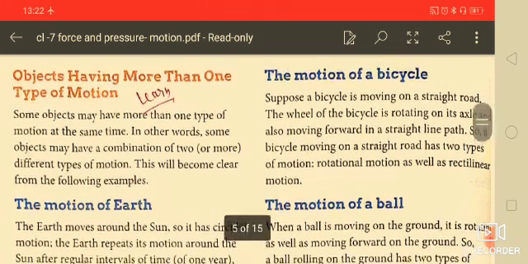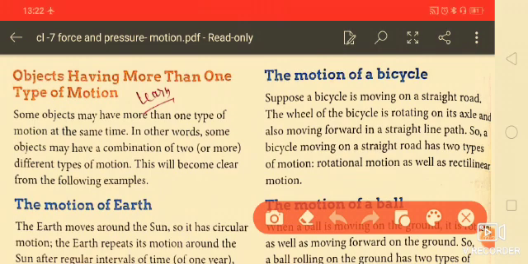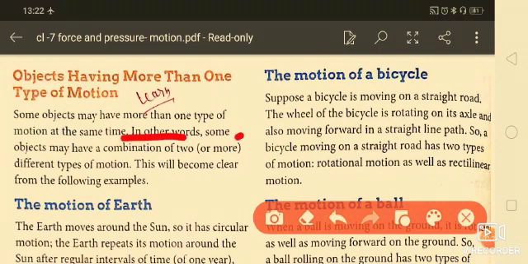Next, objects having more than one type of motion. Some objects have more than one type of motion at the same time; in other words, some objects may have a combination of two or more different types of motions. This will become clear from the following examples.